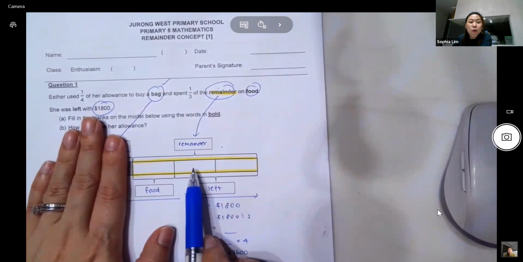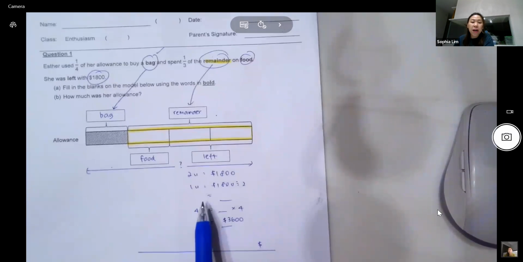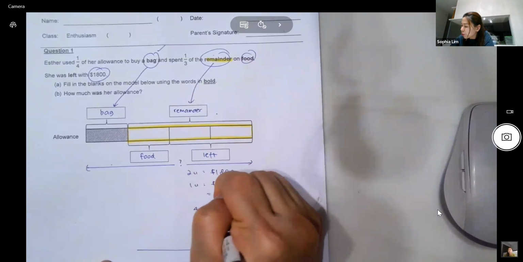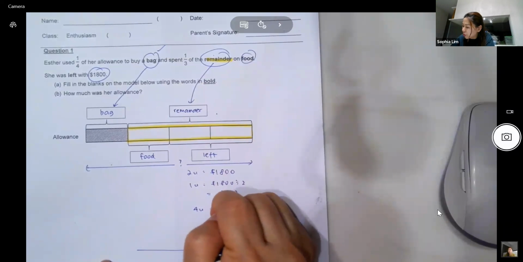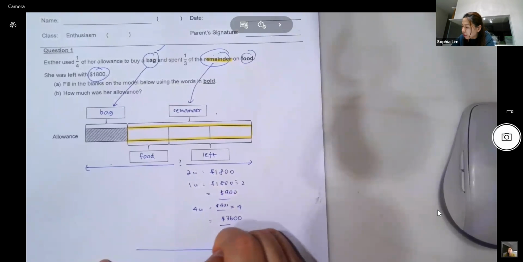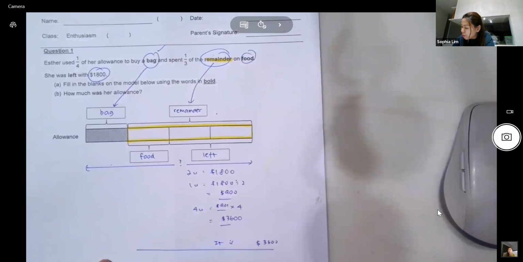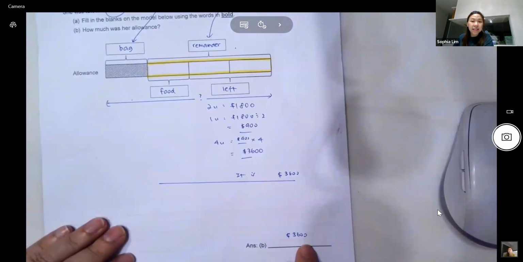Then you can see, oh, 2 units is $1,800. You find 1 unit, whereby you will get 900, and you find 4 units. So 900 times 4 is 3,600. Then you can write down the final statement and bring down your answer together with the units, $3,600. With that, let's take a look at question 2.